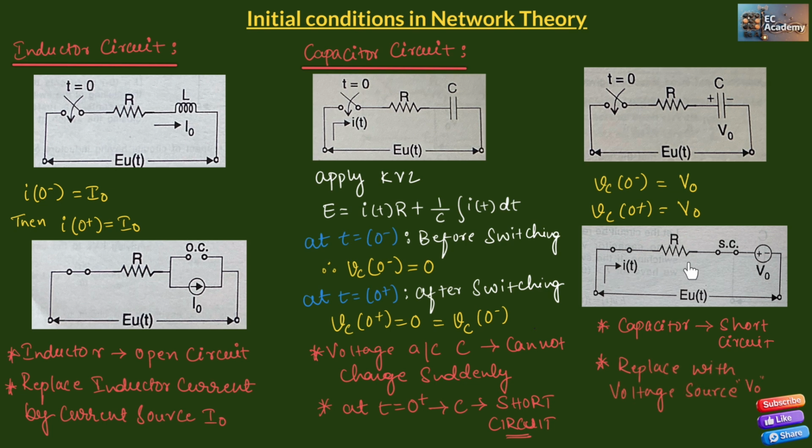So for this circuit, if we apply KVL, we'll get E will be equal to I of t into R plus V naught. So here, if we have reverse polarity, which means if we have minus then plus, in that case, we can write E will be equal to I of t into R minus V naught. So this second case of equation is for the reverse polarity.